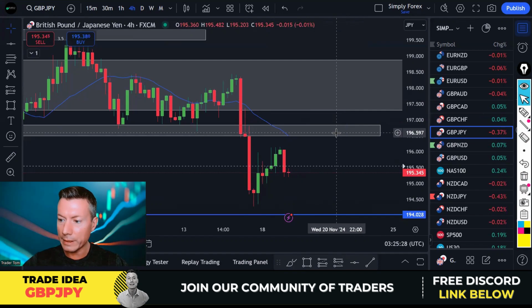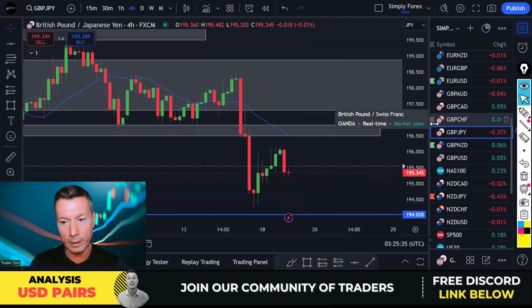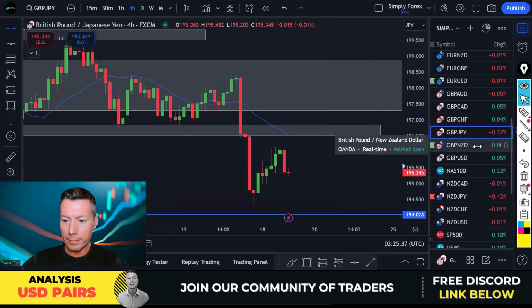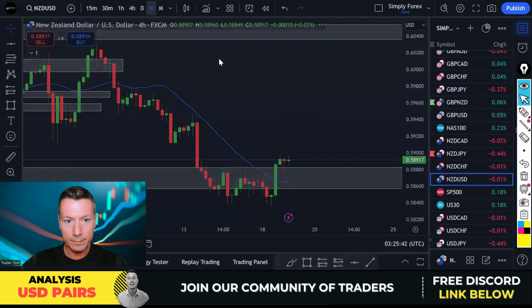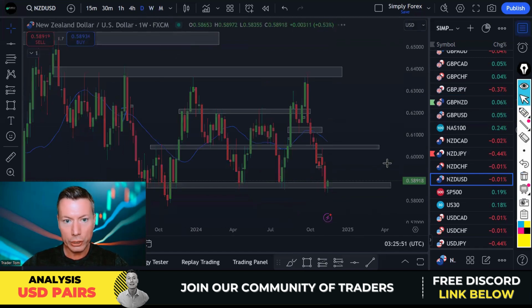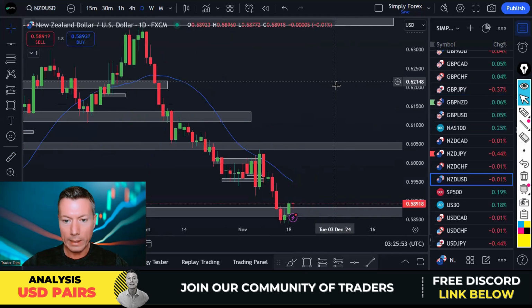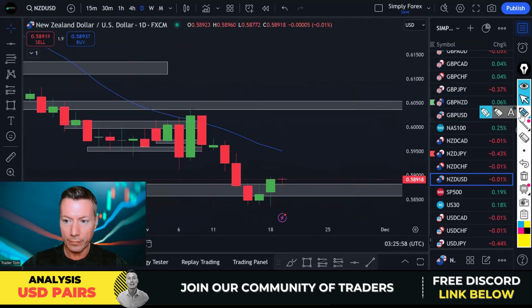All right, so pound yen. What else are we looking at? Yeah, we're also looking at a dollar pair. The dollar pairs are interesting at the moment, guys, right? If we just take a look at a couple: New Zealand US dollar, you can see we're at important weekly levels. This is an important weekly level. And if we look at the day chart, we are starting to see buyers at that level. Buyers have come in strong.